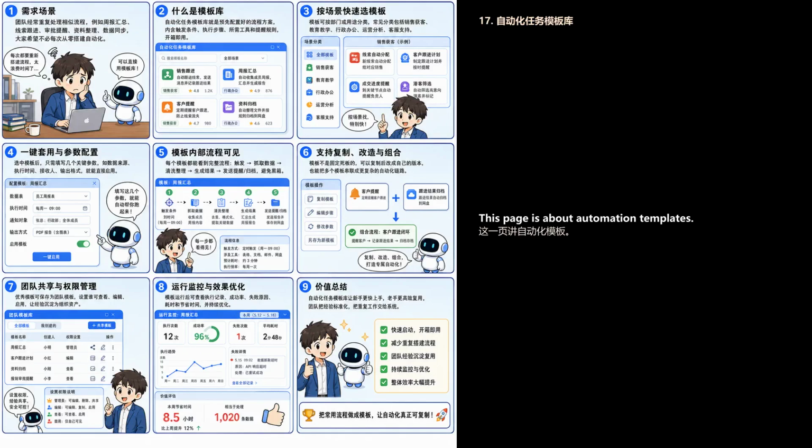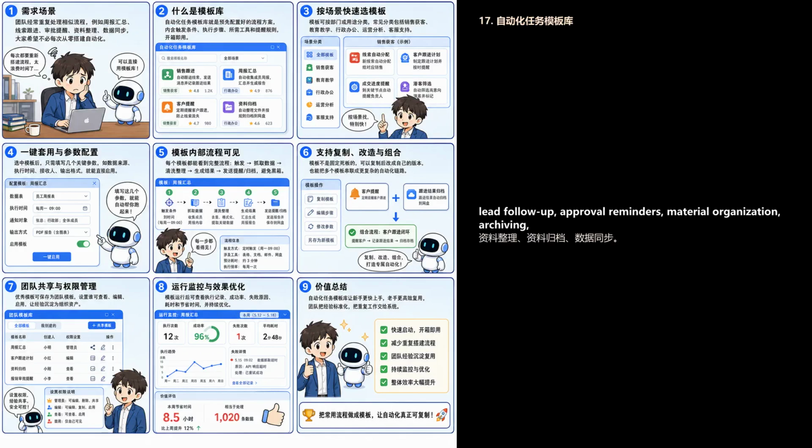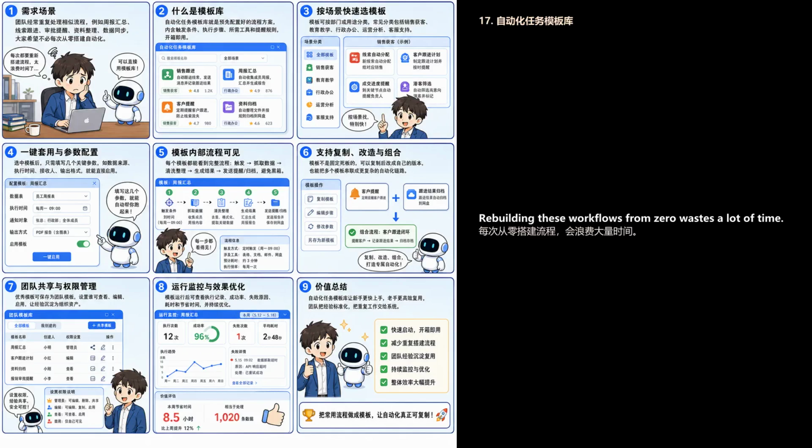This page is about automation templates. Many teams have repeated workflows, such as weekly report summaries, lead follow-up, approval reminders, material organization, archiving, and data synchronization. Rebuilding these workflows from zero wastes a lot of time.